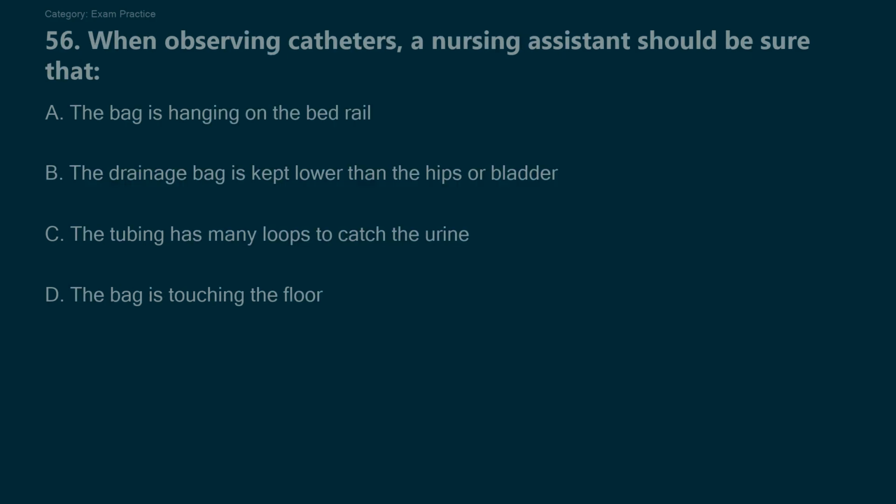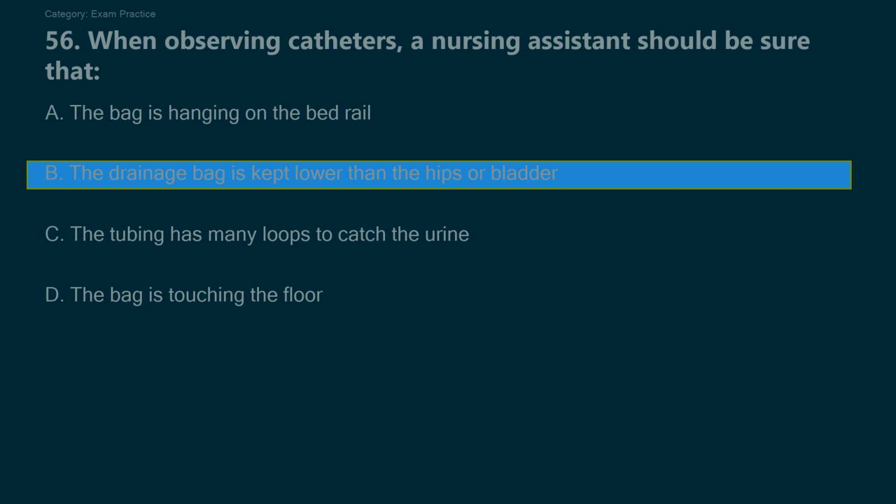Question 56. When observing catheters, a nursing assistant should be sure that option A, the bag is hanging on the bed rail. Option B, the drainage bag is kept lower than the hips or bladder. Option C, the tubing has many loops to catch the urine. Option D, the bag is touching the floor. The correct answer is option B, the drainage bag is kept lower than the hips or bladder.